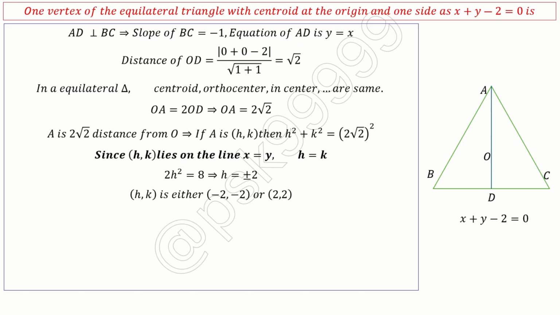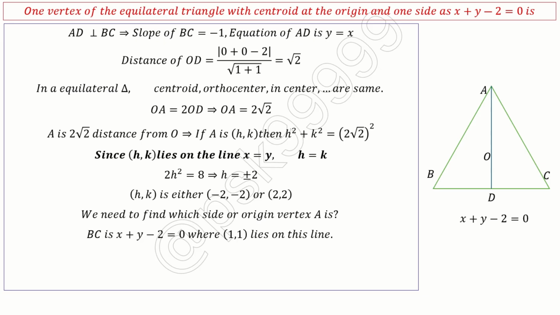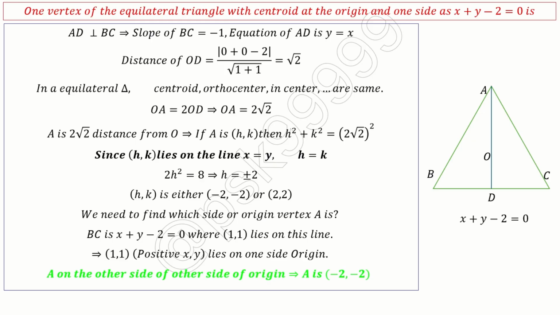Now we should know which side of the origin this point is, positive side or negative side. How do we know this? We have the BC equation, x plus y minus 2 equal to 0. If I substitute 1 comma 1, this equation is satisfied. That means 1 comma 1 is on BC. That is one side of the origin, the positive side, the same side as D. So the opposite side is negative. Correct? So my point A coordinates are minus 2 comma minus 2. This is the answer. Okay, next.